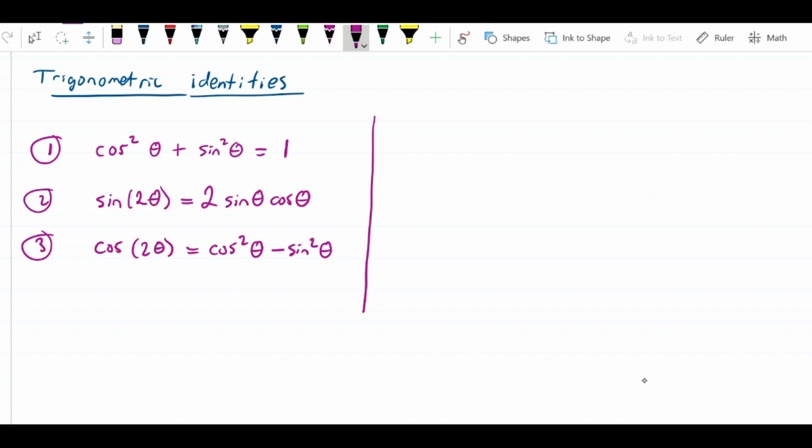So the first one is cosine squared theta plus sine squared theta equals 1. The second one is sine of 2 theta is equal to 2 times sine theta times cosine theta. And the third one is cosine of 2 theta equals cosine squared theta minus sine squared theta. And by the way, just by convention, I think most of you realize that an expression like sine squared theta actually means I take the sine of theta and I square it. It's technically an idiomatic notation, but that's in fact what it means. There we go. I'll leave that up there.